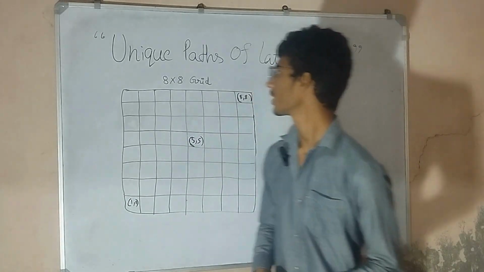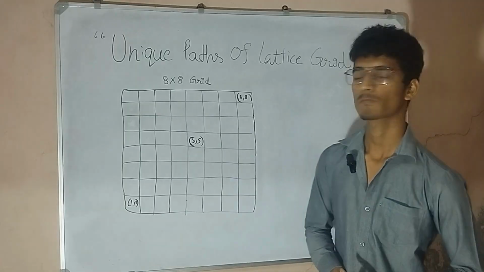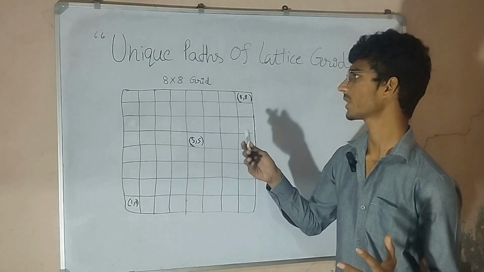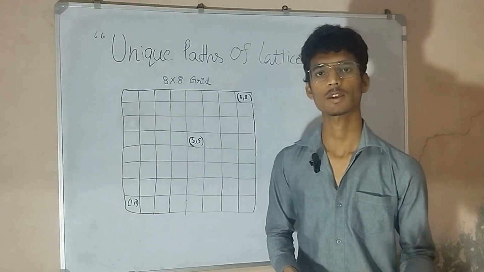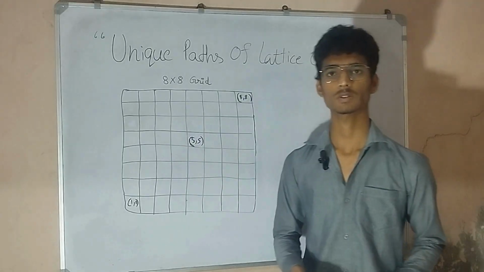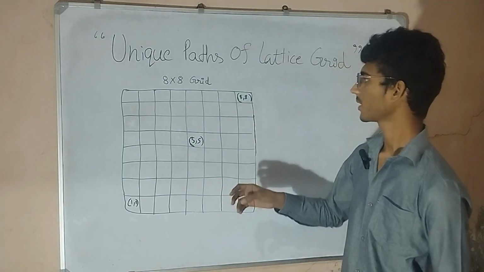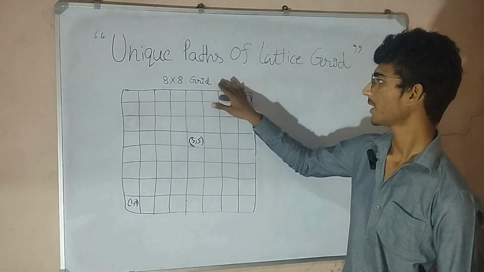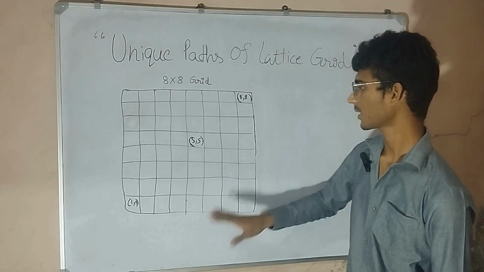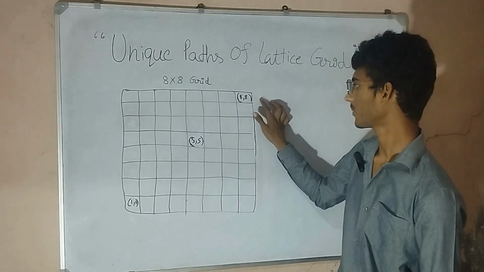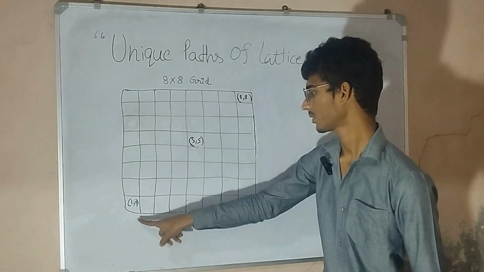And today we are going to solve unique paths of a lattice grid. This is a question that I found during my preparation for the TIFR physics entrance exam, to be specific. The problem says 8 into 8 grid. This is an 8 into 8 grid, and this is 1 comma 1, and this is 8 comma 8, and this is 5 comma 5.